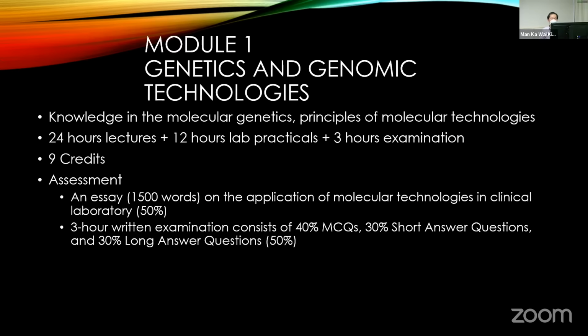Well, the first module, genetic and genomic technology. So this module aims to provide students fundamental knowledge in molecular genetics and the principle of molecular technology. So this module has mainly lectures and some laboratory practicals for you to understand those technologies. And there would be 1 examination. This module consists of 9 credits, and students are expected to complete a coursework on the application of molecular technology in clinical setting, and an examination to reflect your knowledge.